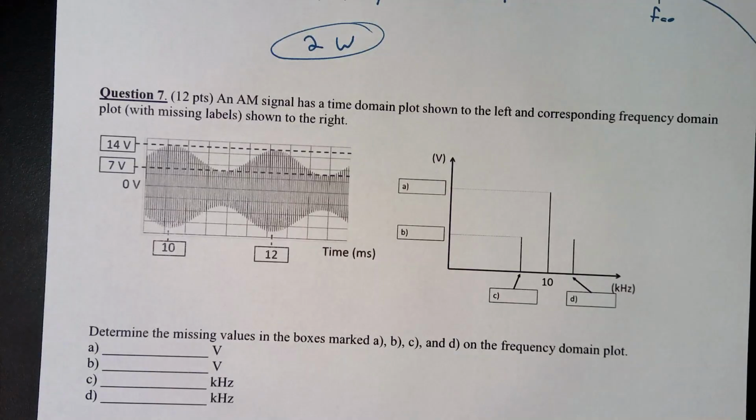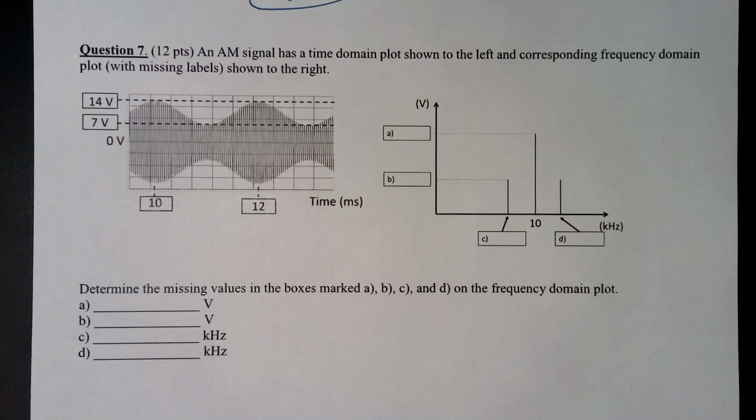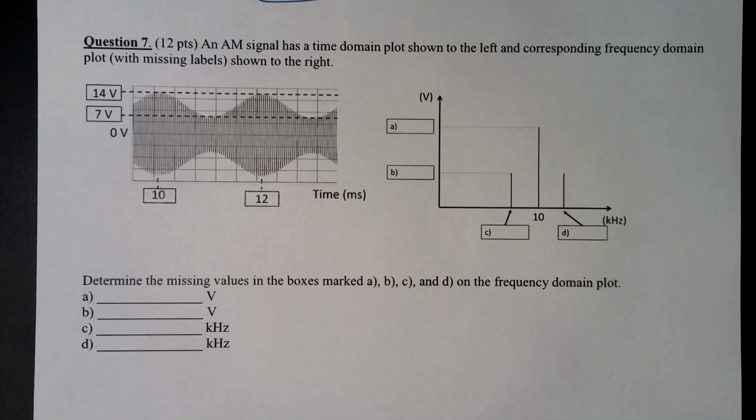Let's move on to the bottom of the page, which is an AM signal plot in the time domain, and we're supposed to fill in the frequency domain plot with the missing labels as shown on the right and determine the missing values. So here we need to use the equations. You can basically just, again, plug and chug as long as you have these on your equation sheet.